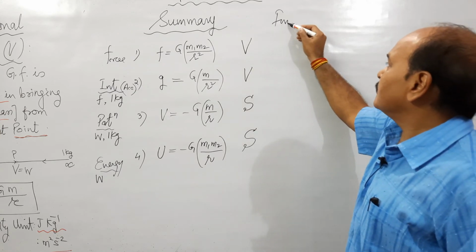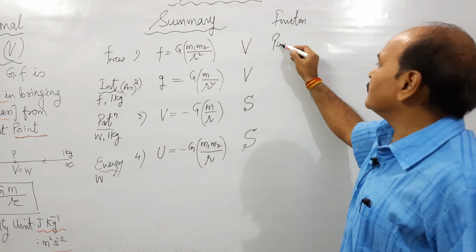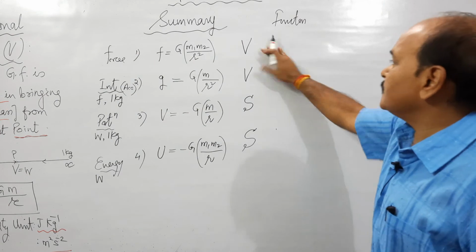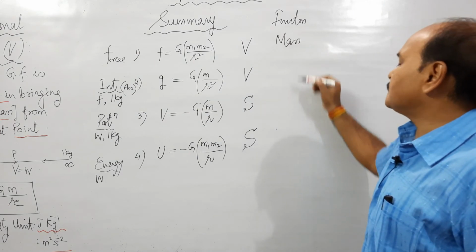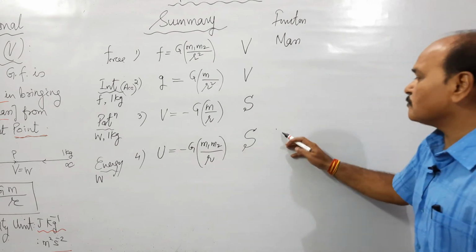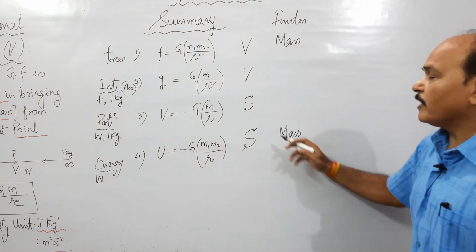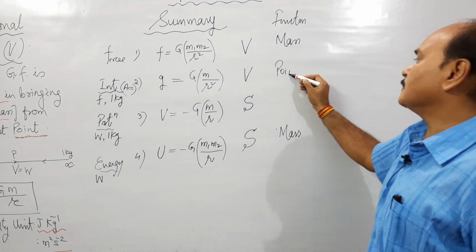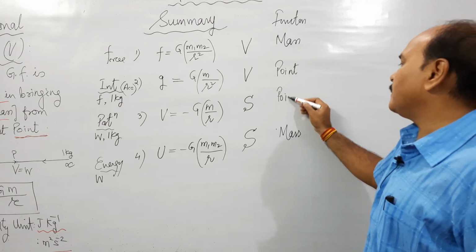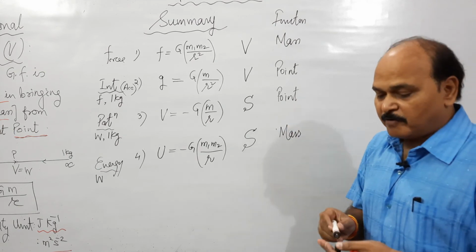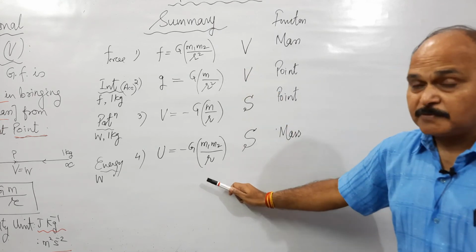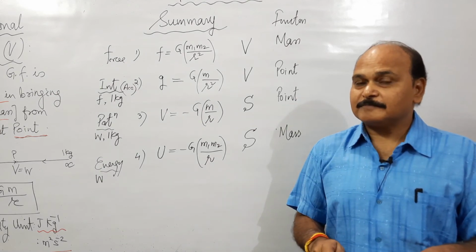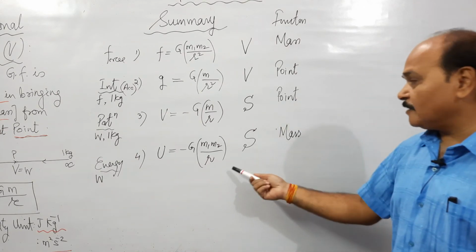One more information you can write here. This force is mass function, and this energy is also, likewise, mass function. Whereas intensity and potential both are what? Point function. What is the meaning of point function and mass function? This simply means, well, force is mass function, energy is mass function. That simply means we always find out force over a mass. We always find out potential energy of a mass.